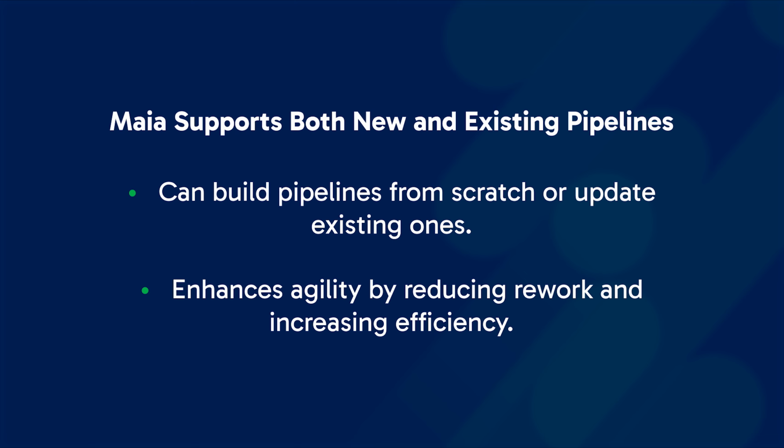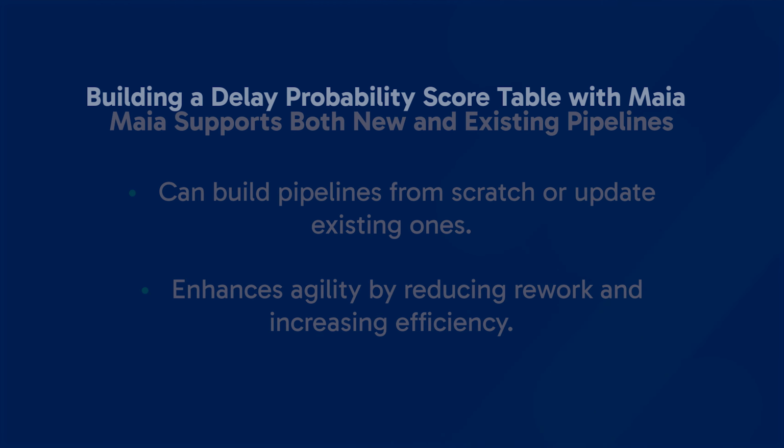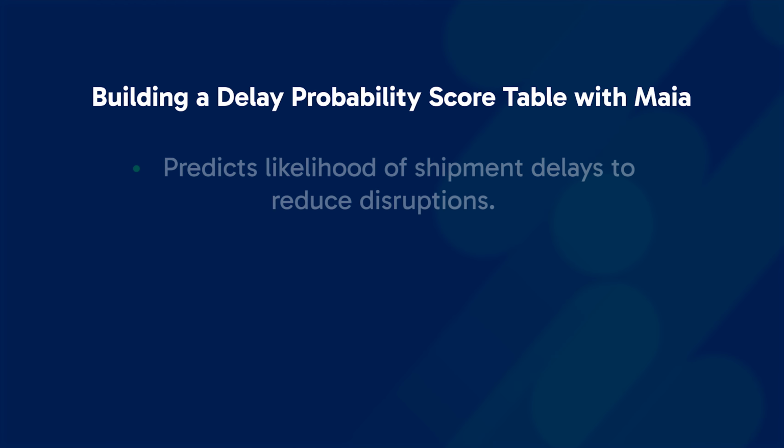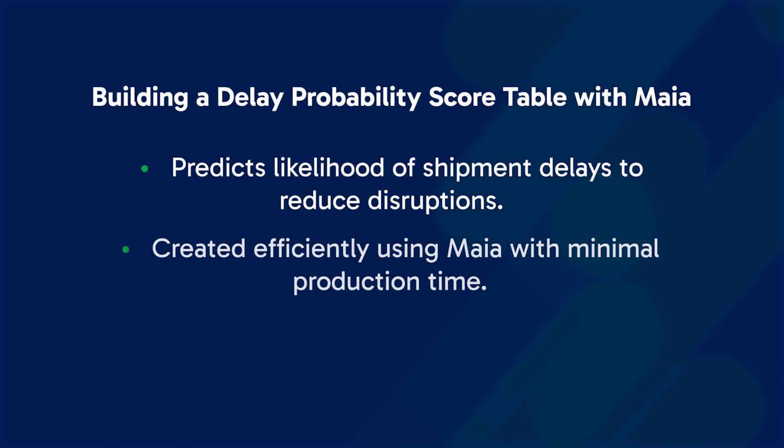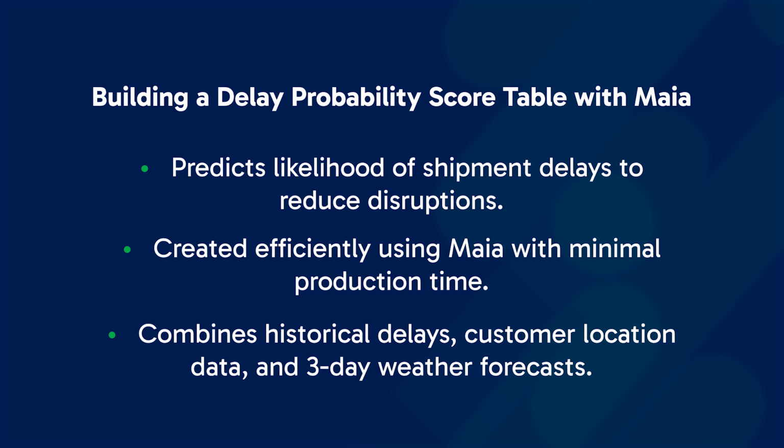By updating the pipeline rather than rebuilding from scratch, Maia will help our teams stay agile, minimizing effort while maximizing business value. We require a delay probability score table that predicts the likelihood of shipment delays. This table will allow teams to proactively anticipate and mitigate disruption while costing us very little production time to create, thanks to Maia.